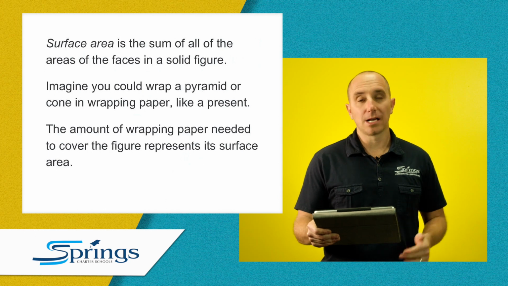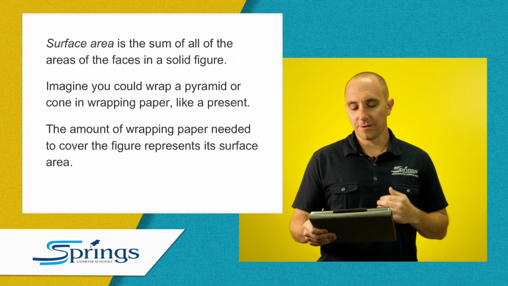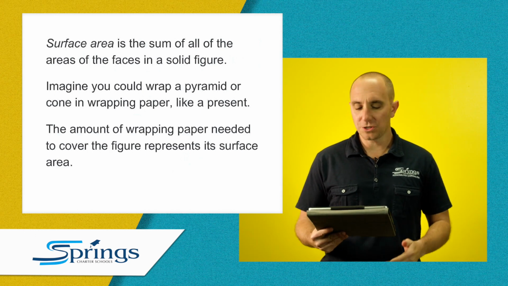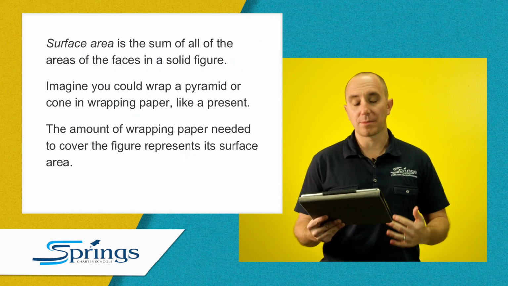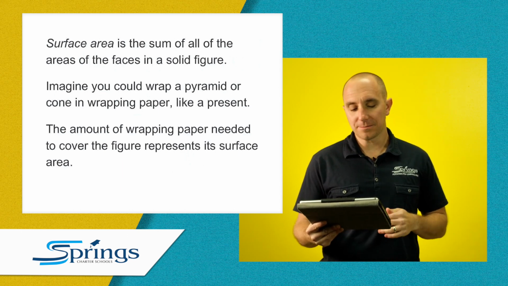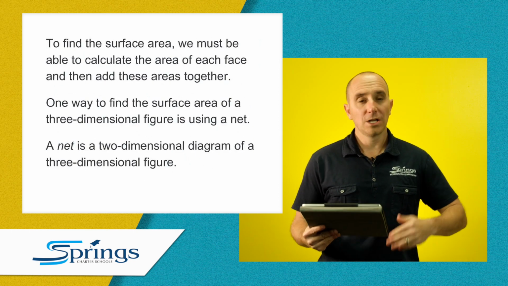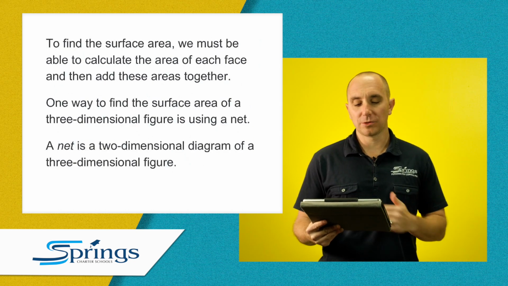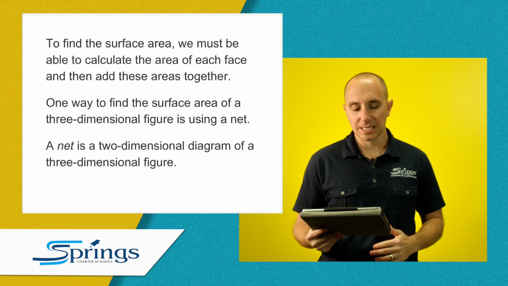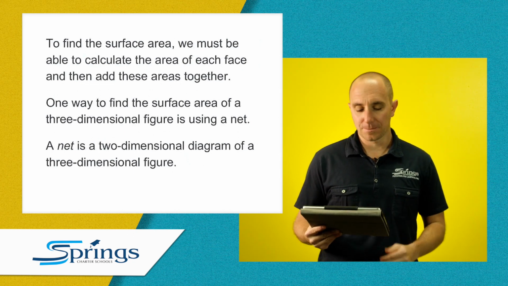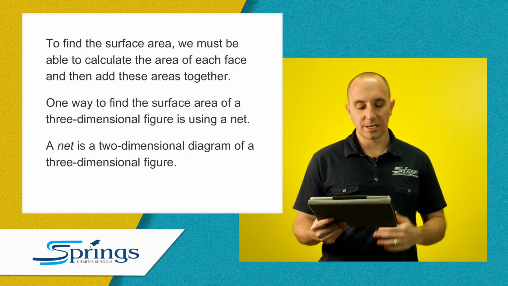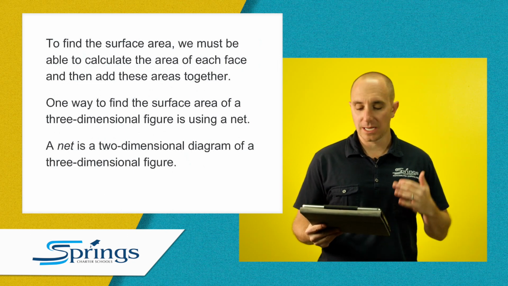Surface area is the sum of all of the areas of the faces in a solid figure. So imagine you could wrap a pyramid or cone in wrapping paper like a present. The amount of wrapping paper needed to cover the figure represents the surface area. To find the surface area, we must be able to calculate the area of each face and then add these areas together. One way to find the surface area of a three-dimensional figure is using a net.